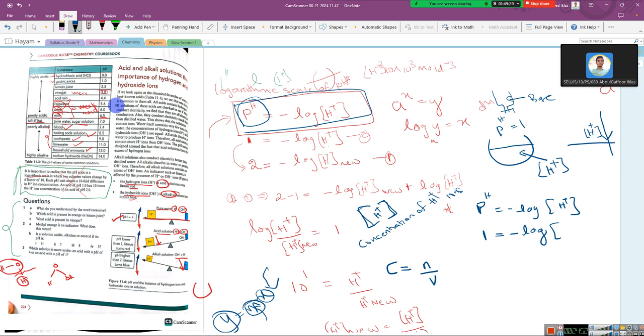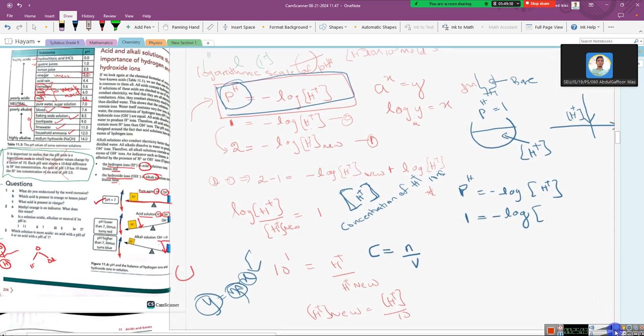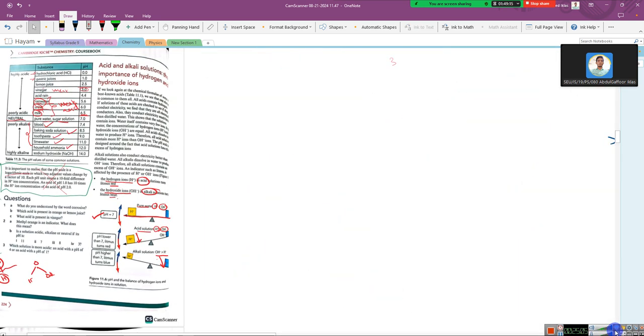Sir, can you erase this and then show me this one step by step? Yeah, okay. So they are talking about this equation over here, right?